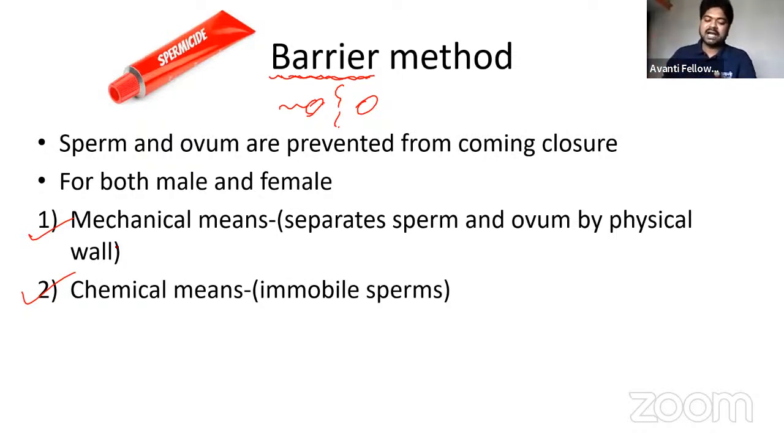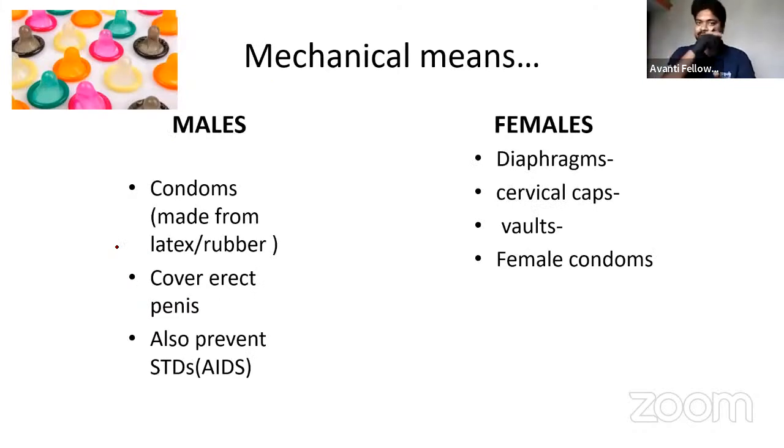Okay. So let's start with the mechanical means first. Whenever we talk about the mechanical means or chemical means, both are there for male and female. So whenever we talk about the mechanical means, in case of male, male have condoms.